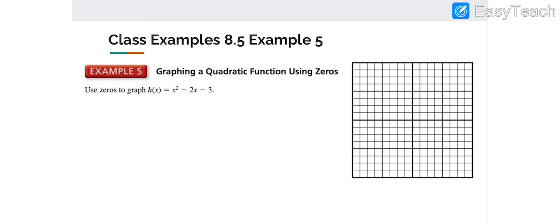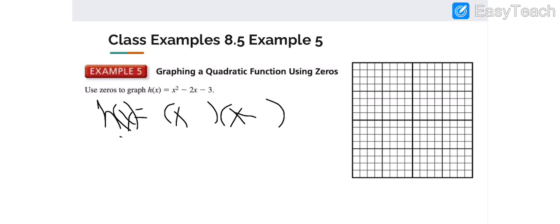There is one more problem here. Again, same type of thing. You'd want to first factor this. In this case, this one is h of x equals 0, so it'd be x and x. We need to have a negative 3 and a positive 1. So in this case, our intercepts would be at negative 1, 0, and 3, 0.